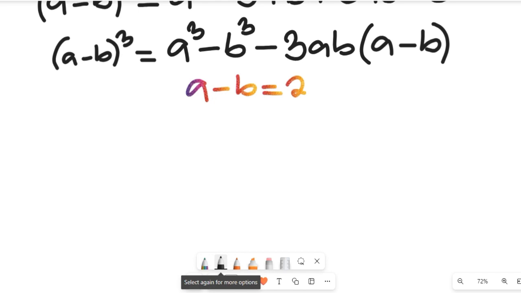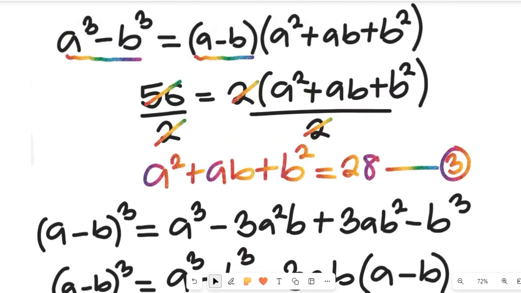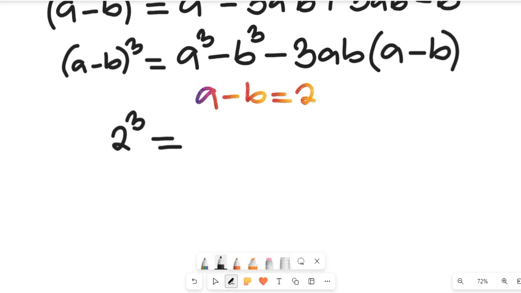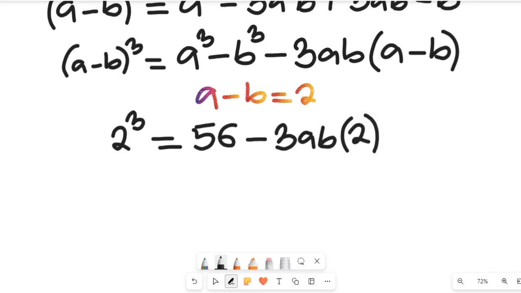This will make this expression a minus b all cubed equal to 2 to the power of 3, equal to, over here we have a cubed minus b cubed. I recall that from equation 2, a cubed minus b cubed is 56. So we'll have here 56, and then we'll have minus 3ab multiplied by 2. Now if we simplify this, we'll have this become 8 equal to 56 minus 6ab.